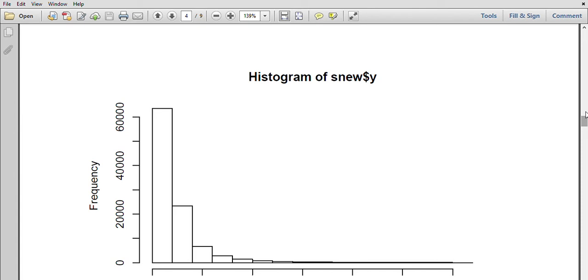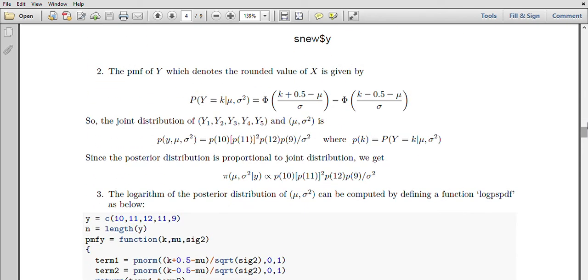Now let us consider the second approach. What is the second approach? Treat the observations as rounded measurements. Suppose y is the rounded value of x, where x follows normal with mean mu and variance sigma square. What will be the distribution of y?